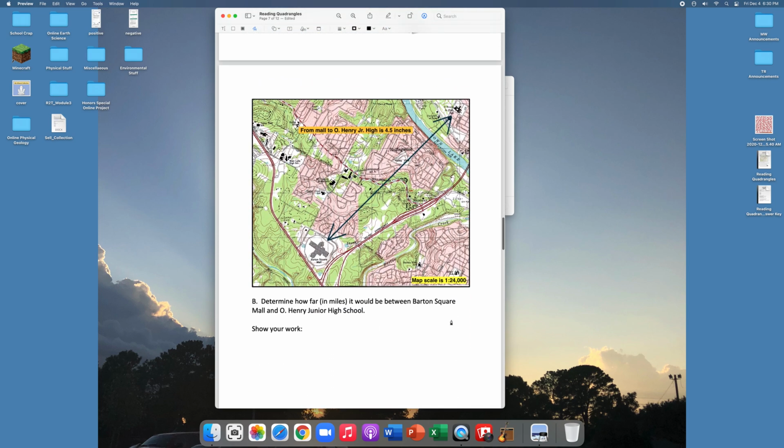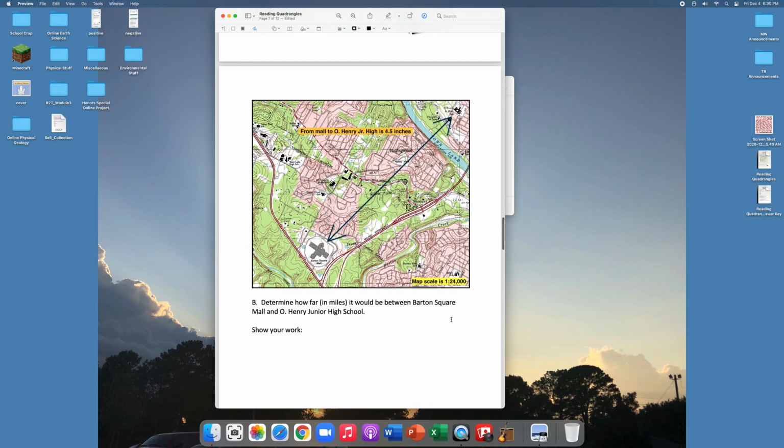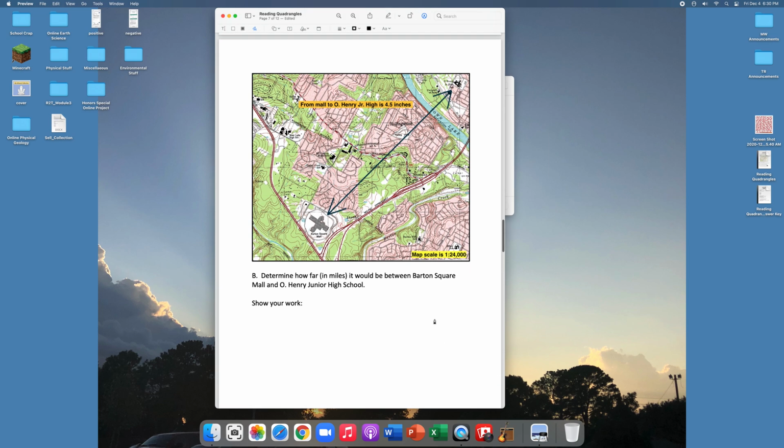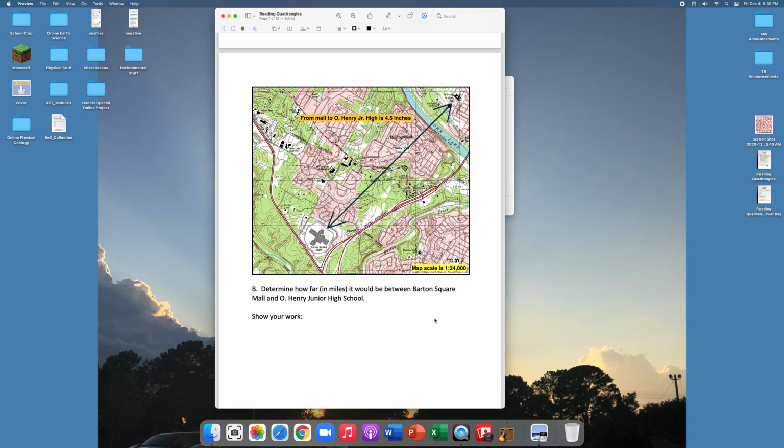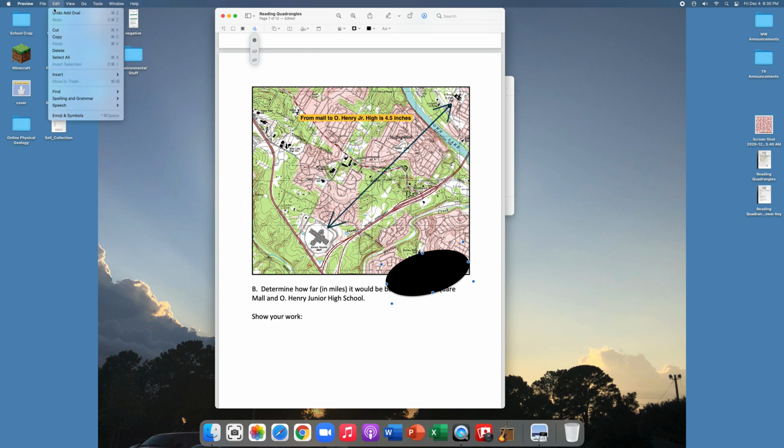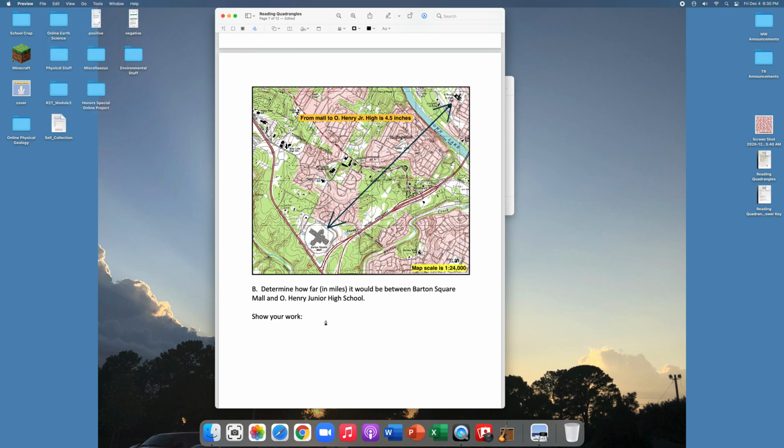Okay. Next is question letter B here. I think it's number 5, 5B. What's the distance between the 2 points that are shown here? Well, the first thing you have to determine is how many miles is in this map scale. So you do your math trick. 24,000 divided by 12, divided by 5,280 equals 0.37.